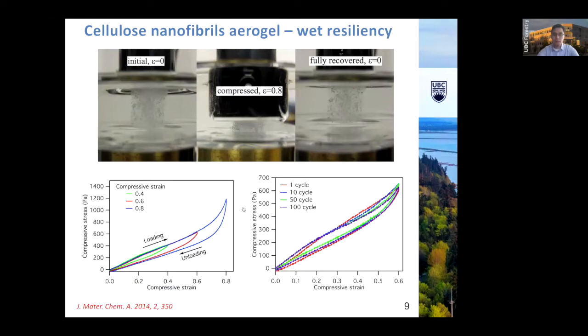Also, it shows very good wet resilience. So here's a piece of aerogel. We can compress it in water, and after releasing the force, it will recover immediately, as you see here. It recovers to the original state and shows very low hysteresis, meaning it is super elastic. It can also be compressed for 100 cycles without losing its properties. This is the 1 cycle to 100 cycle curve. They all show complete recovery of the aerogel.